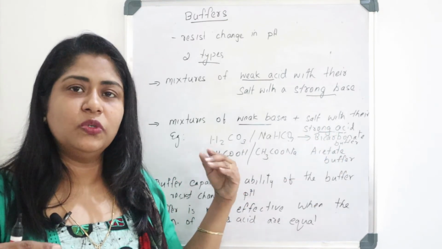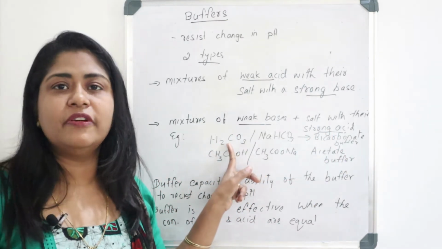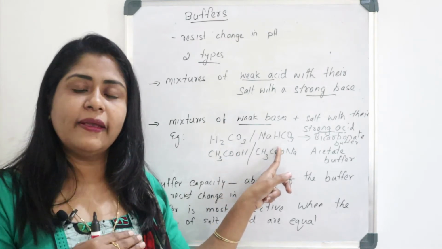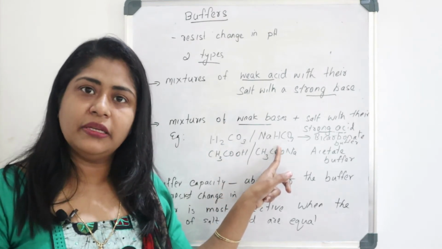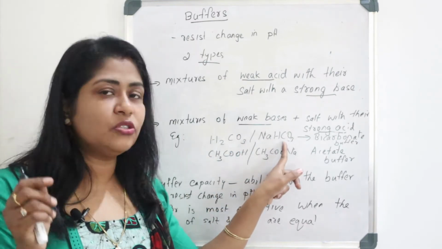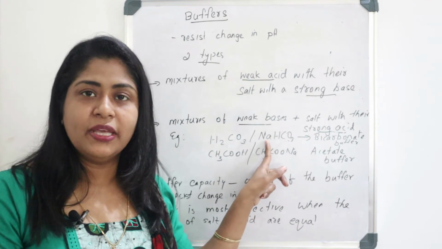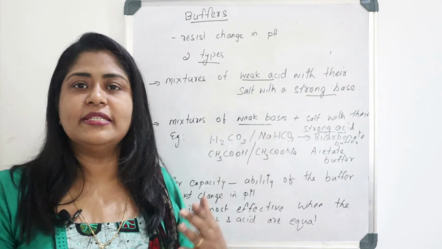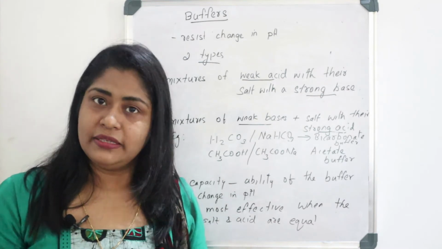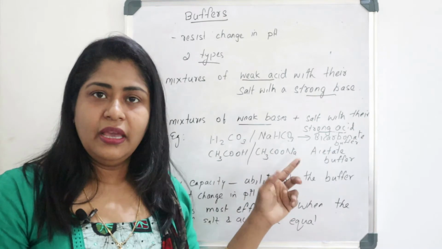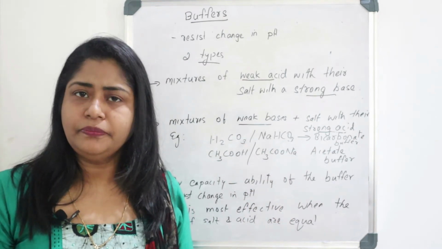For example, we can move to the bicarbonate buffer. We know the bicarbonate buffer has carbonic acid and sodium bicarbonate. It is a mixture of carbonic acid and sodium bicarbonate. Carbonic acid, we know, is a weak acid, and bicarbonate is a strong conjugate base, and sodium bicarbonate means the sodium salt of the strong base. And there are so many other examples. For example, the acetate buffer has a mixture of acetic acid and sodium acetate. Again, the phosphate buffer is there.